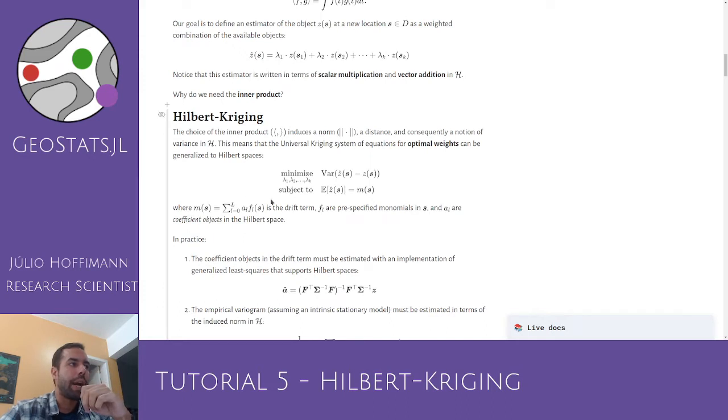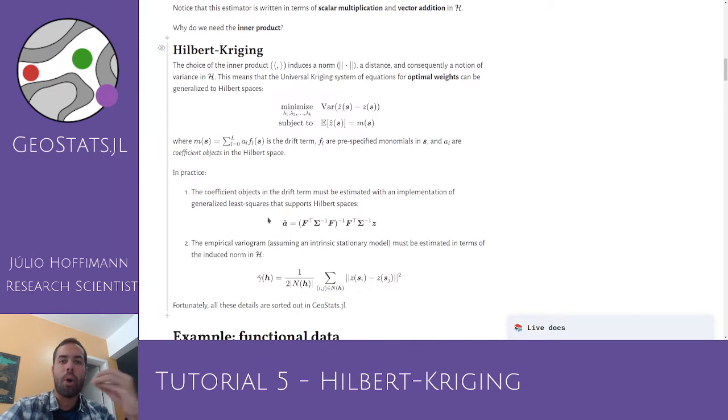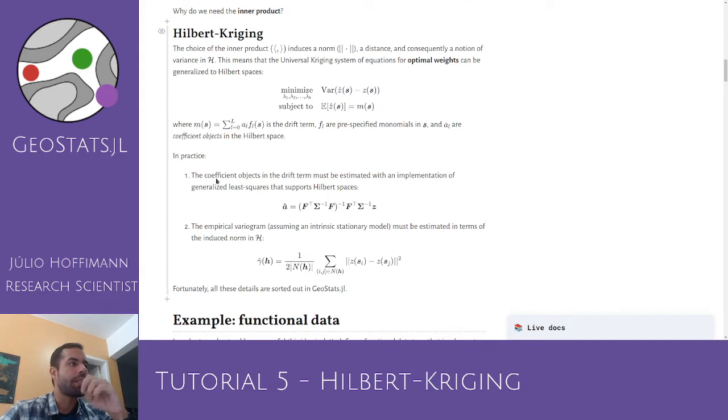In practice, this theoretical development leads to two main changes in a modern Kriging implementation. First, these coefficient objects, a sub 0 to a capital L, must be estimated with an implementation of generalized least squares that supports Hilbert spaces. So I can say that I have a vector z of objects, z(s1) through z(sk), and I want to take a linear combination of these objects to get new objects as my coefficient objects, alpha sub 0 to alpha sub capital L.